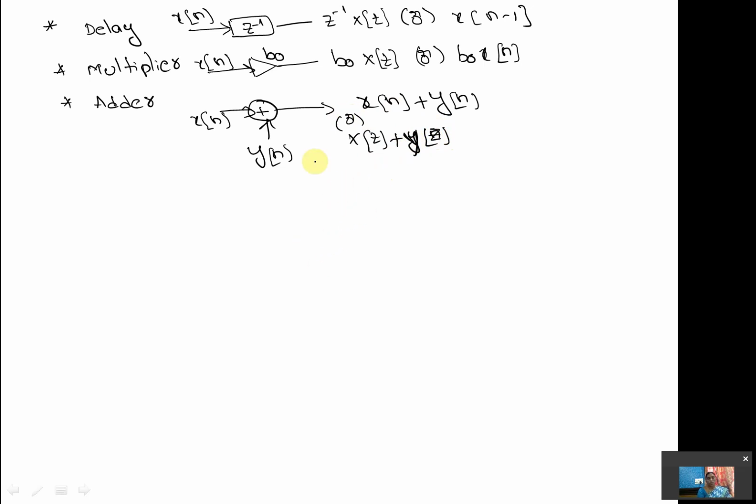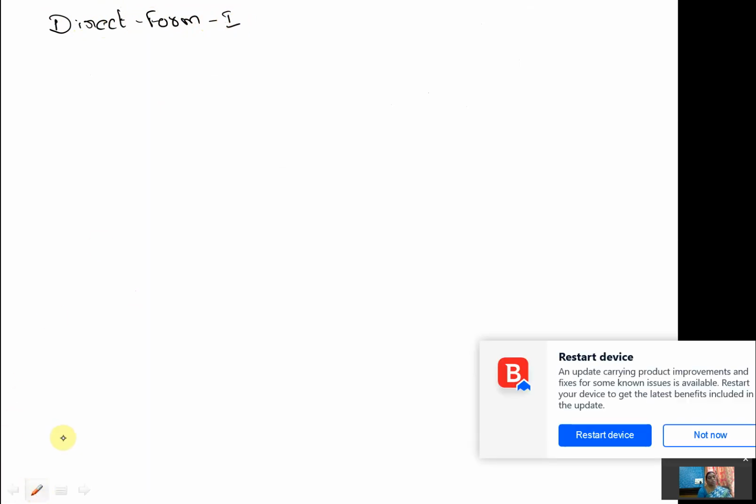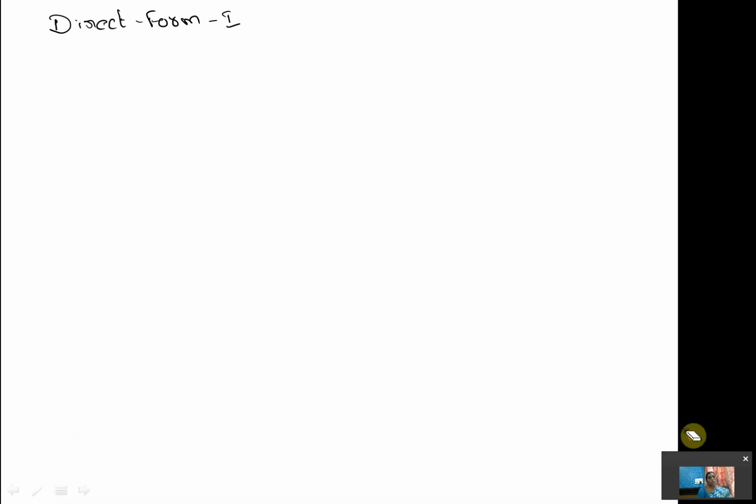Okay, so by using this, we get the direct form 1 structure.